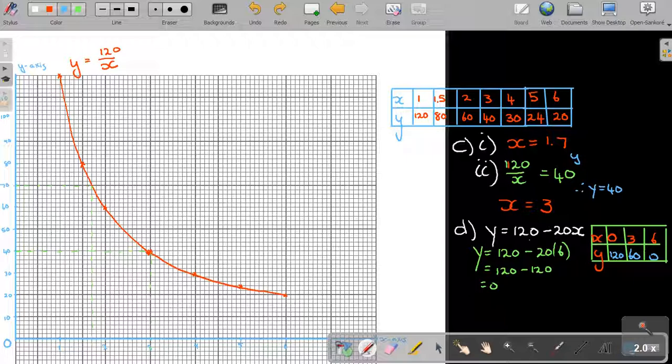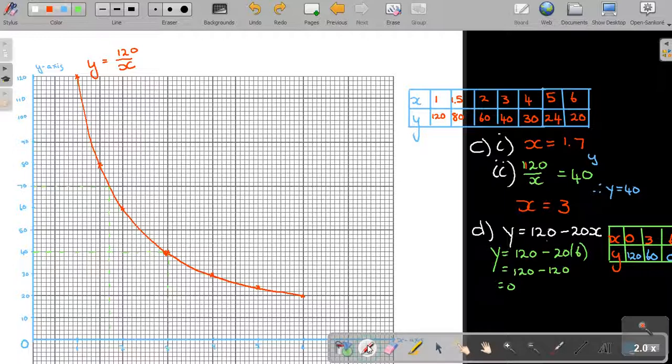And then I'm first going to plot the points. What color will I use? Green. So it's 0 and 120. Just move a little bit so that you can see. So it's 0 and 120, 3 and 60, and 6 and 0. And then I take a ruler and I just draw the line.